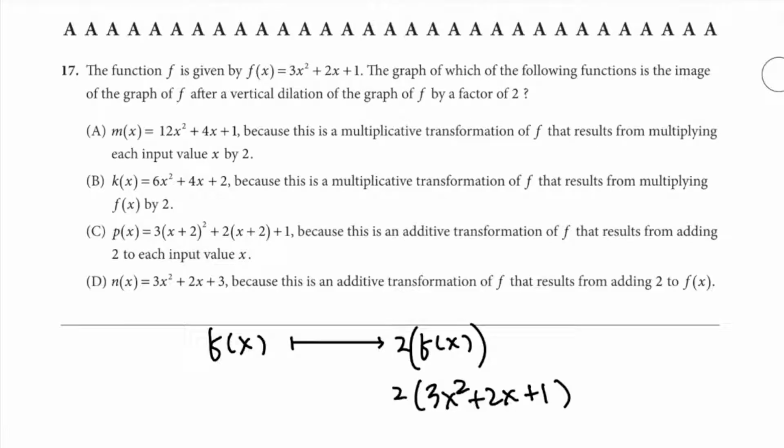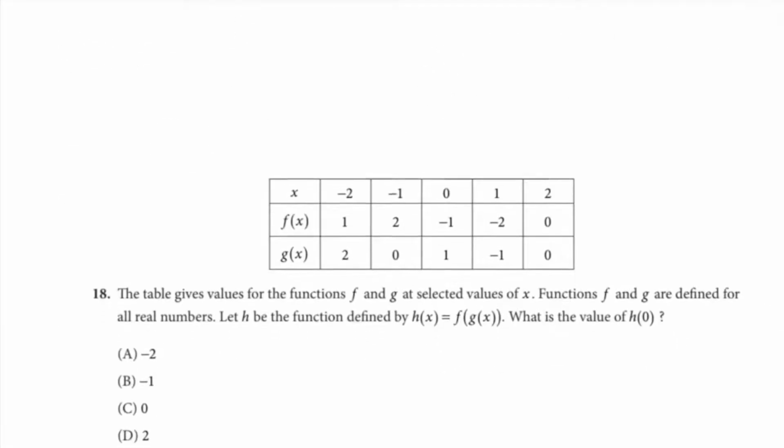That was generous. I'd have had 6x squared plus 2x plus 1 as an answer choice. Okay, so 6x squared plus 4x plus 2. I don't actually need to read the rest of the writing, right? Because that's the only one that actually has k of x, or the correct polynomial. Yeah, we multiplied f by 2. Yeah, that's totally what we did.